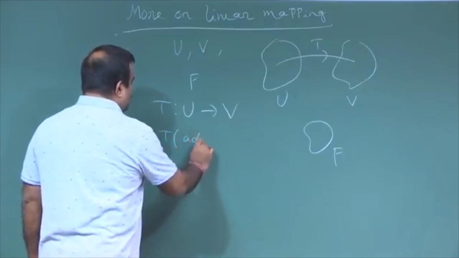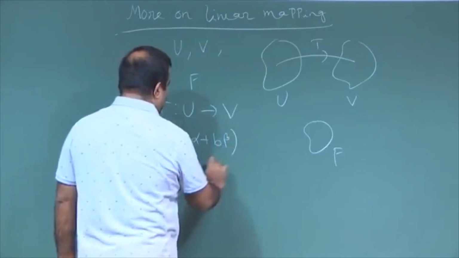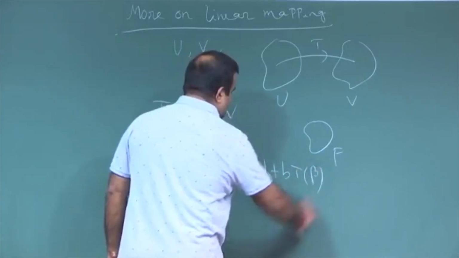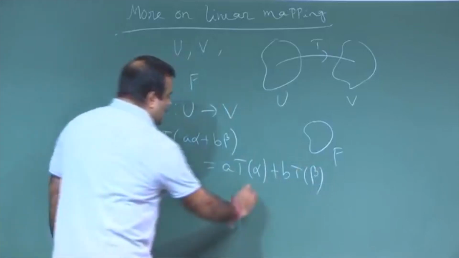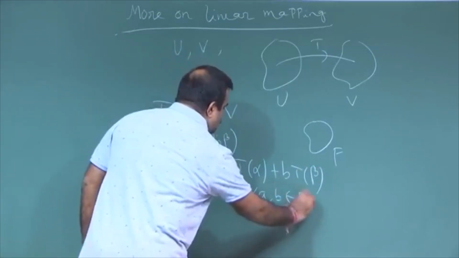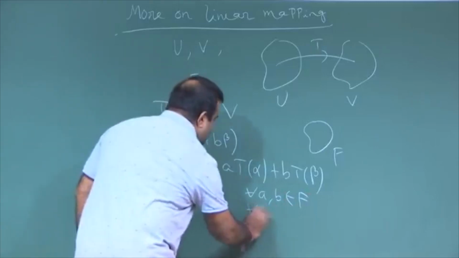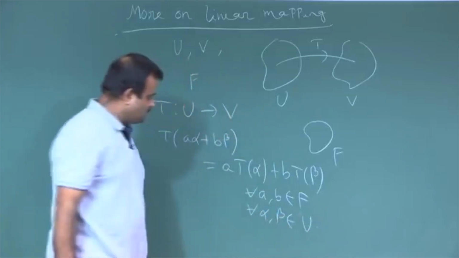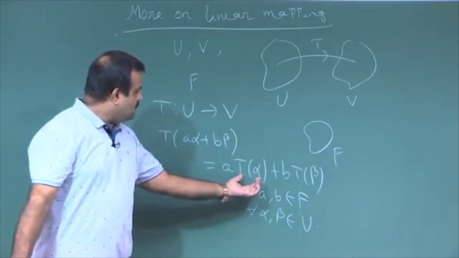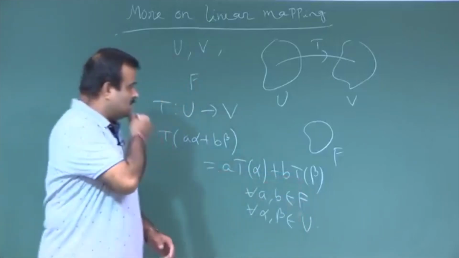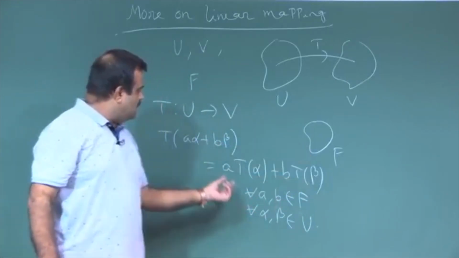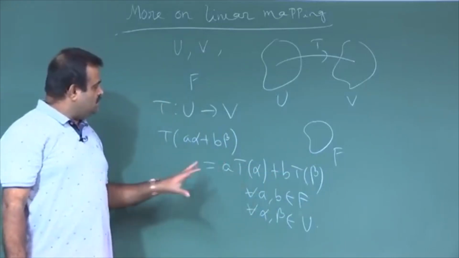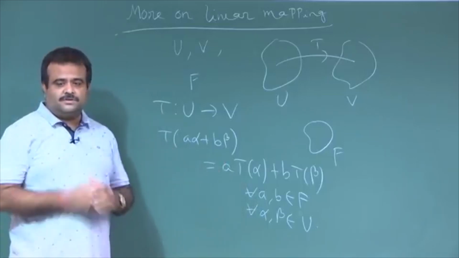T of A alpha plus B beta can be written as A T alpha plus B T beta, and this is true for all A, B coming from the scalars and for all alpha, beta vectors from U. This will be a vector in V and this will be a vector in V, and that is why we need to have the same field, so we can operate on this. So this will again be a vector in V. If this is true, then this is the definition of the linear transformation.